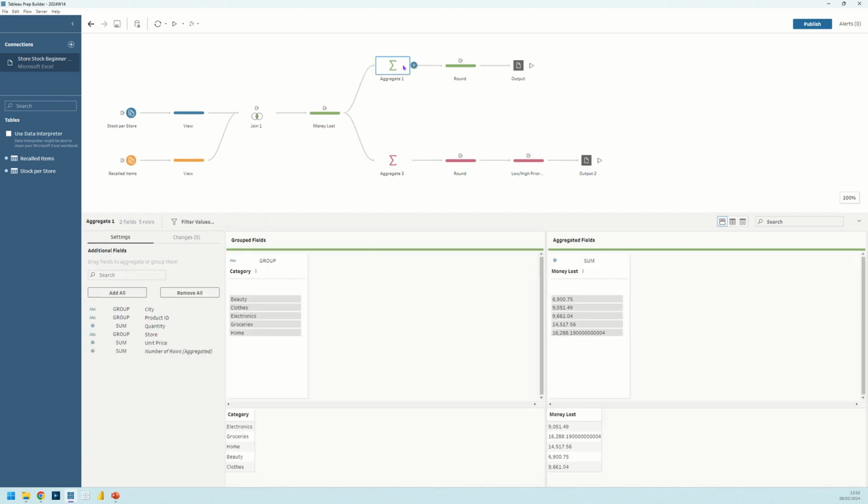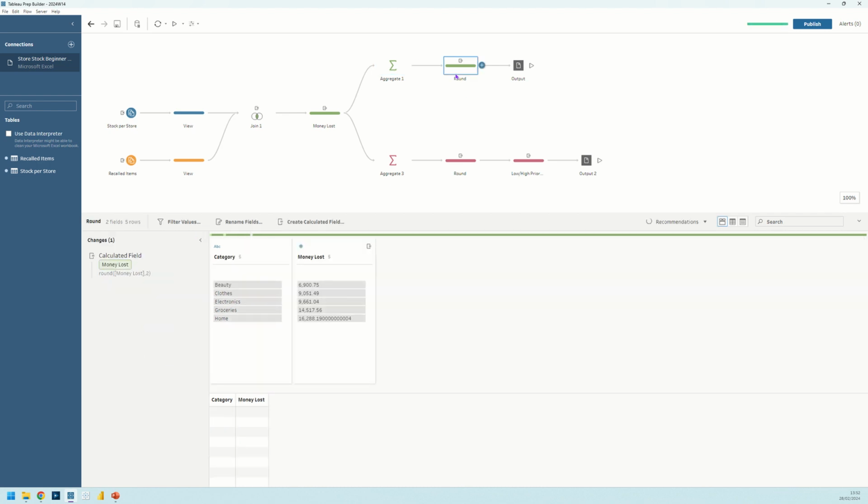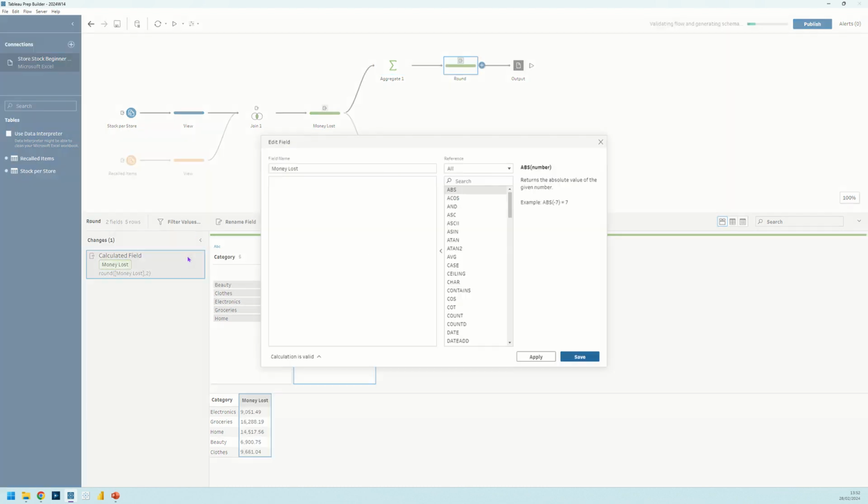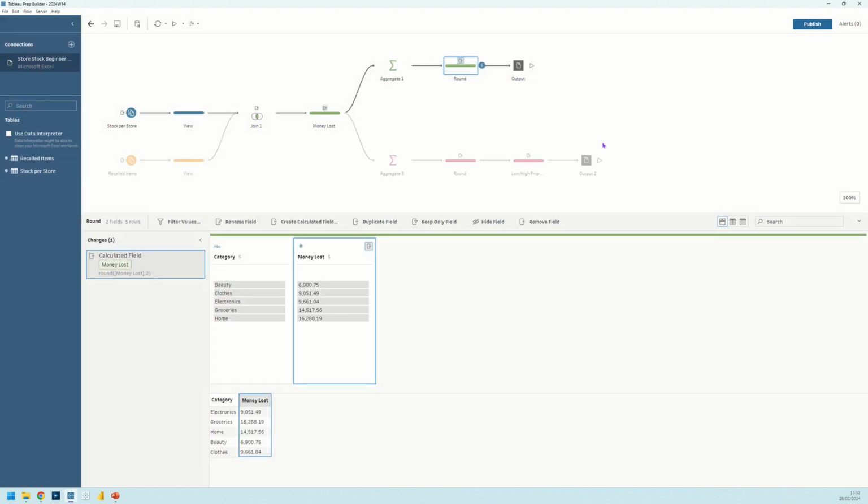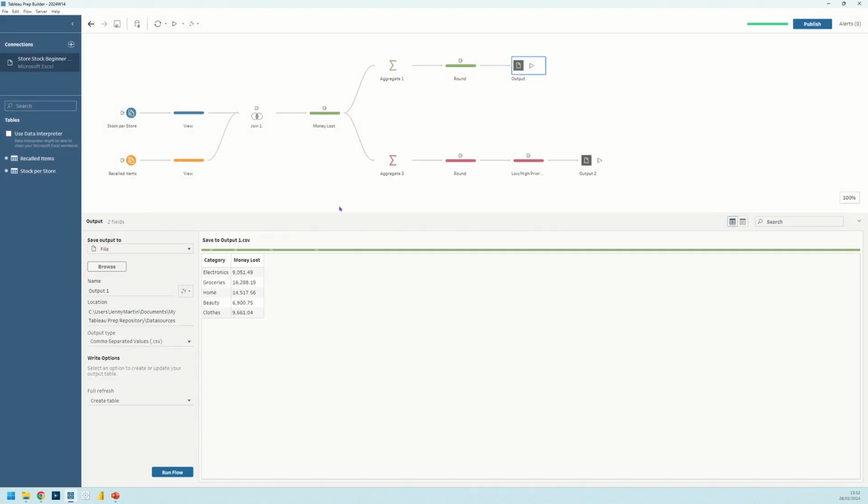The first output is aggregating, so grouping by the category and summing up the money that is going to be lost by each category. You can see here that groceries is definitely the highest loser, if you like. And then we're going to round those values to two decimal places, so a round function for the money lost to two decimal places. And then we just create an output for this table there.